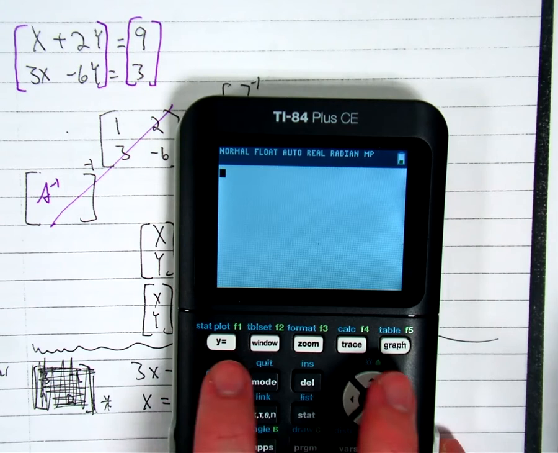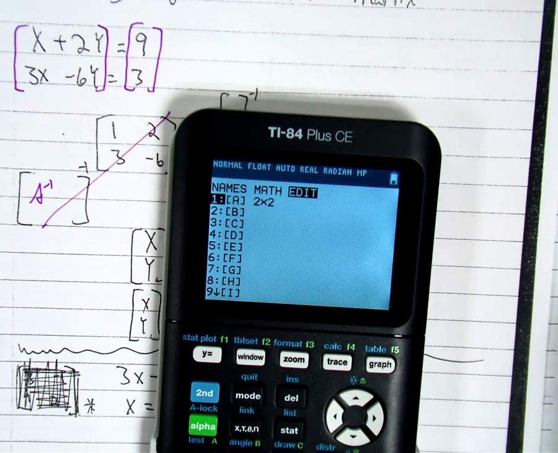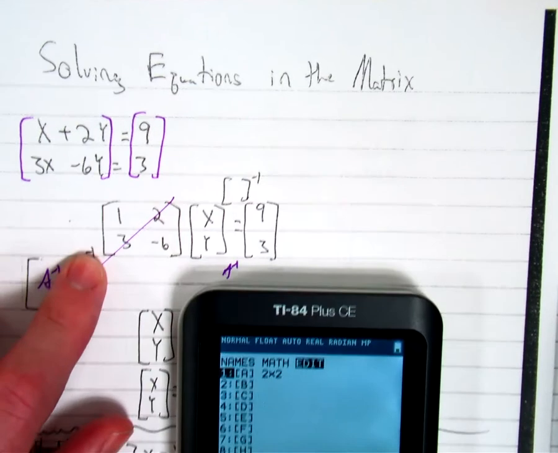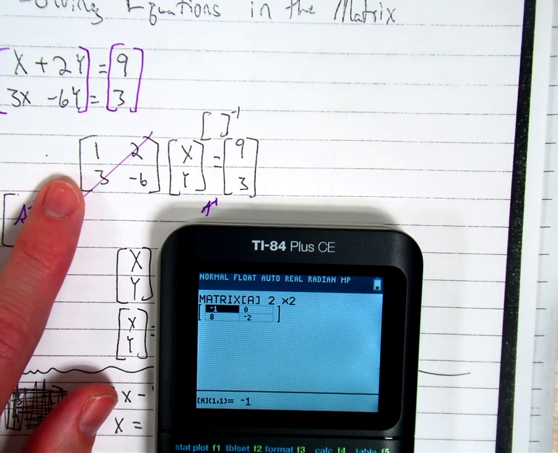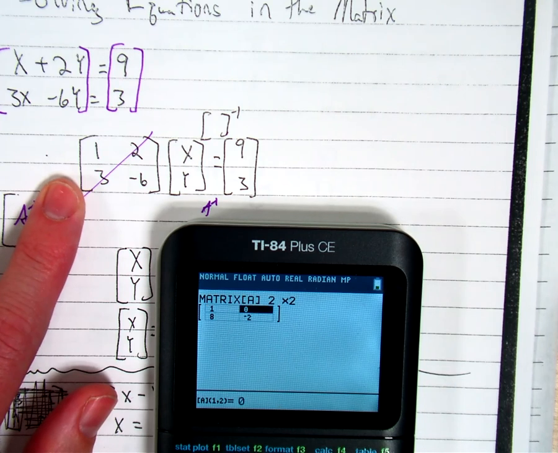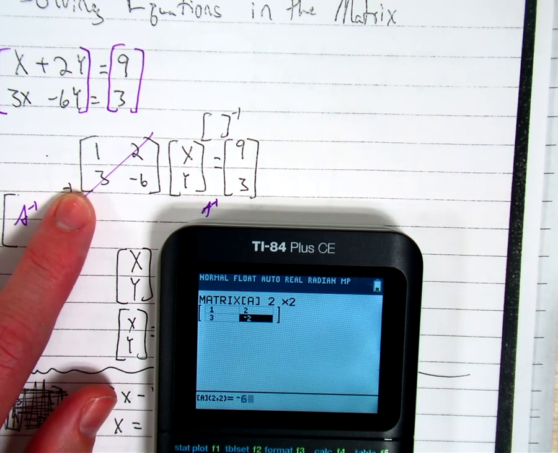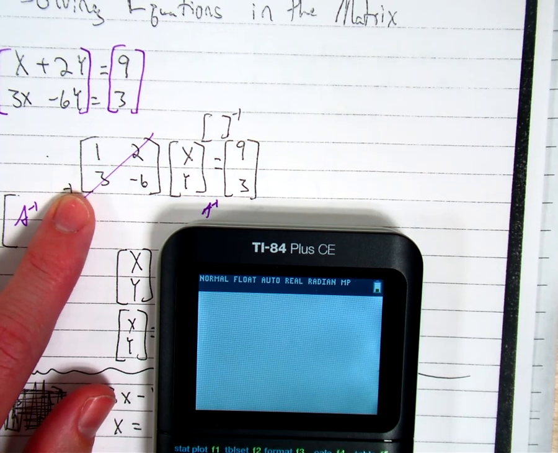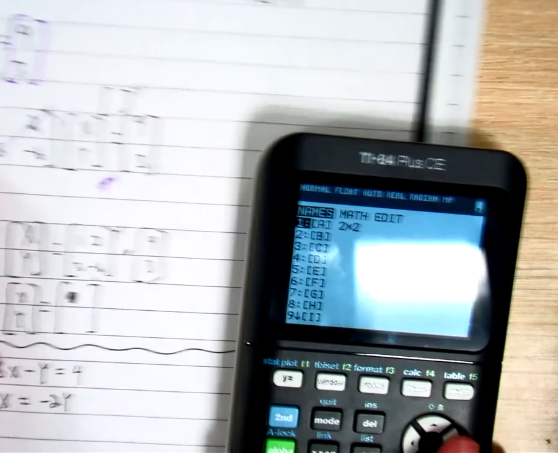So we got two matrices we need. Second matrix, edit. Our first matrix that we're talking about is a 2 by 2. So 2, enter, 2, enter. All right, fill it in. We got 1 in the top left, 2 in the top right, 3 in the bottom left, -6 bottom right. Okay, quit. Second quit. Matrix.